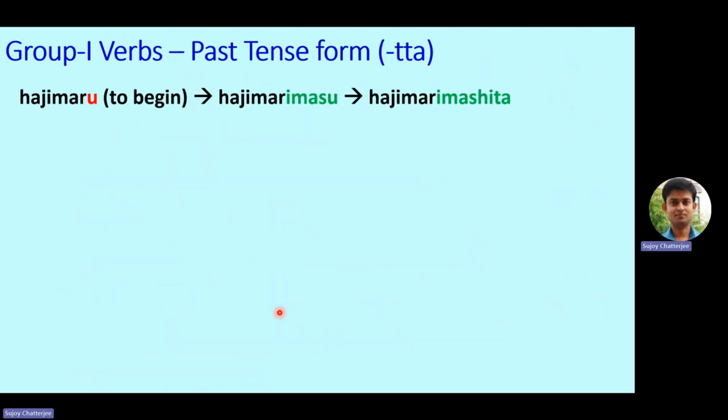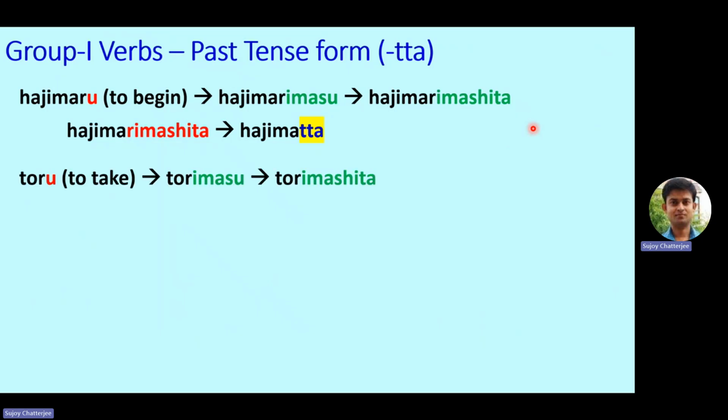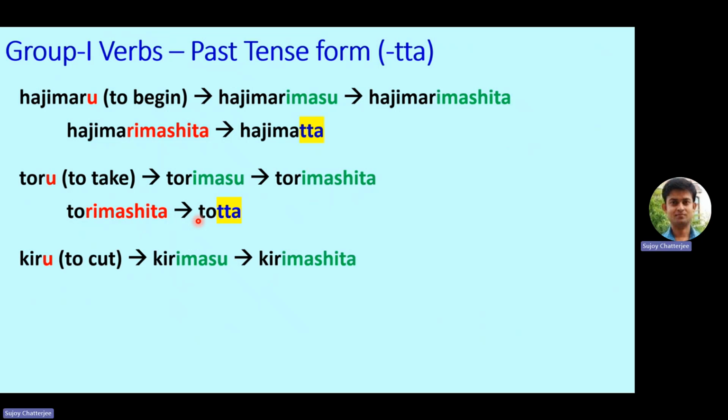Now, another one, hajimaru. Hajimaru means to begin. Hajimarimas, and hajimarimashta. And hajimarimashta becomes hajimatta. So the past tense of hajimaru is hajimatta by following this rule. Toru. Toru means to take. Torimas, torimashta, and torimashta becomes totta. Because the entire rimashta is replaced with tta, so totta. Toru, totta. Now, this is an interesting one, kiru, which means to cut, and hence kiru becomes kirimas, kirimashta, kirimashta becomes kitta. So the past tense of kiru is kitta, it means to cut.